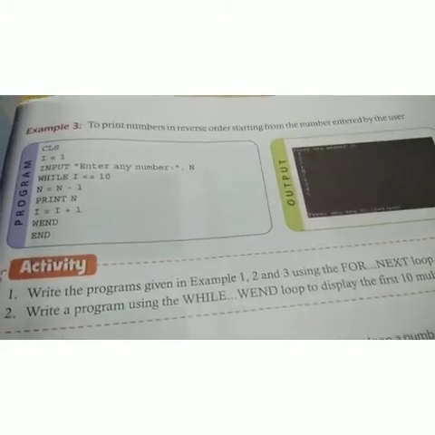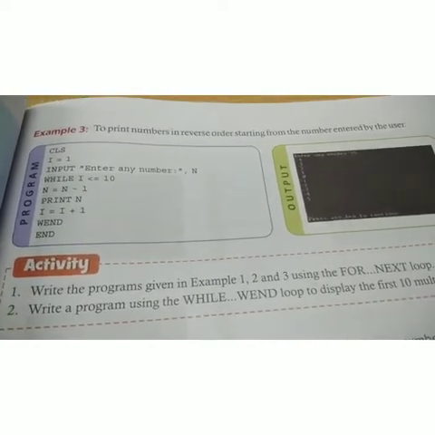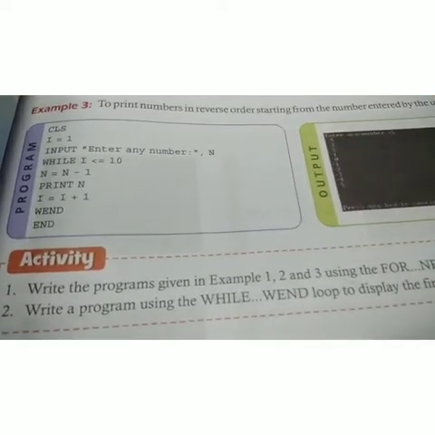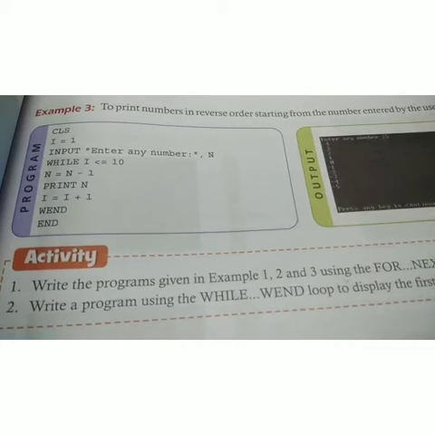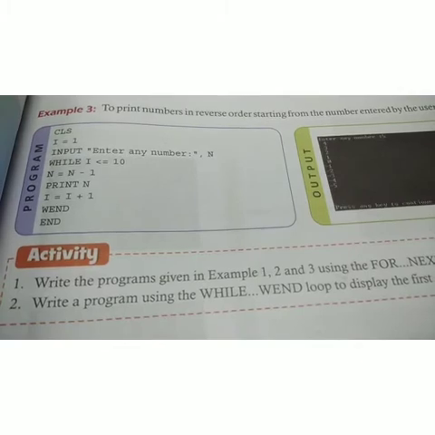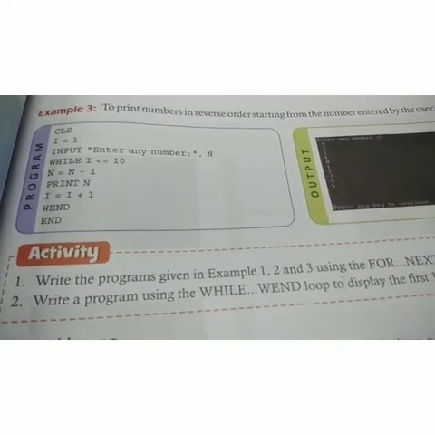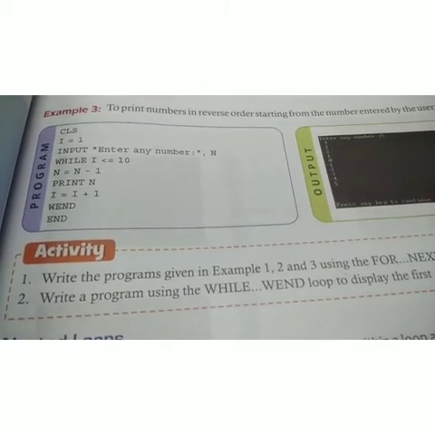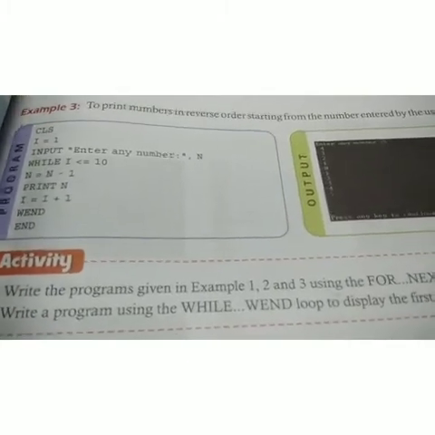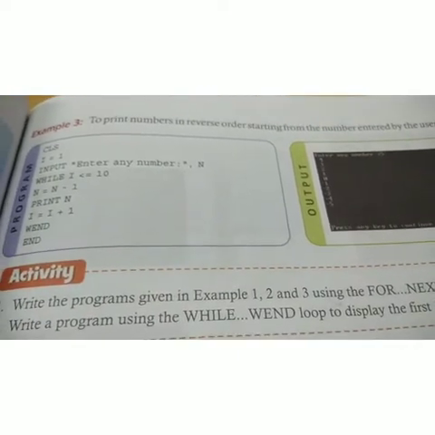Class 7. Today we are going to study example number 3: a program to print a number in reverse order starting from the number entered by the user. So see and write the program same as it is. CLS, I equal first, input "Enter any number", n, then while n is greater than or equal to 1, print n, n equals n minus 1, and I plus 1, wend, end the program. So this program shows reverse order starting from the number entered by the user.